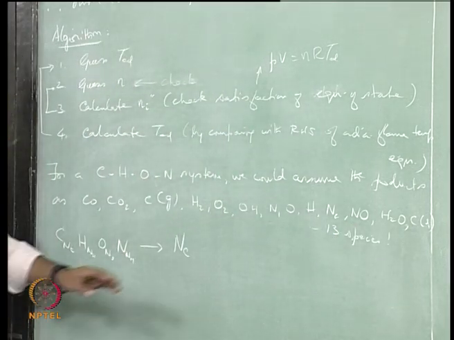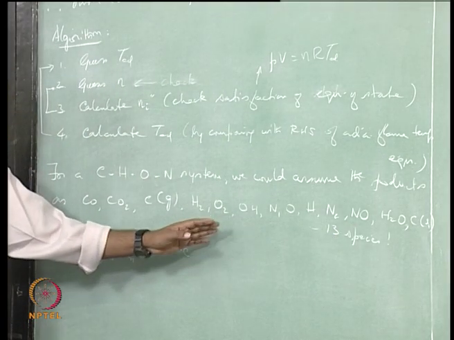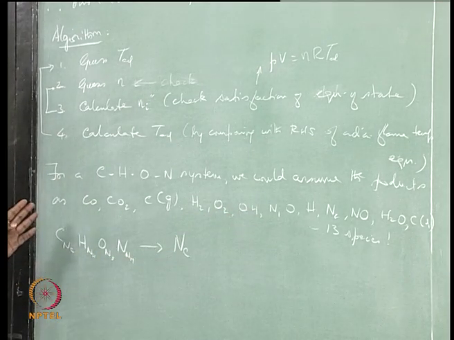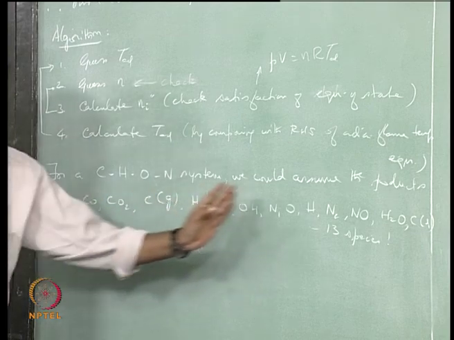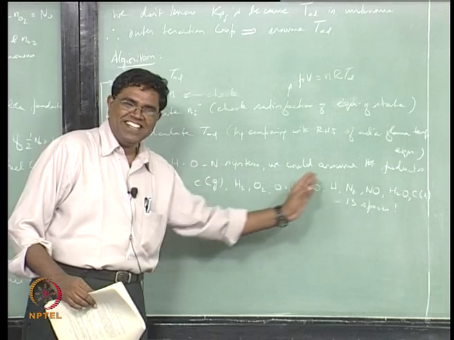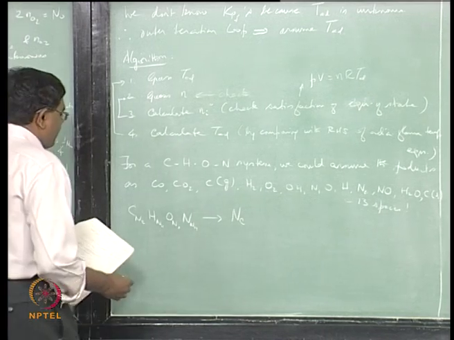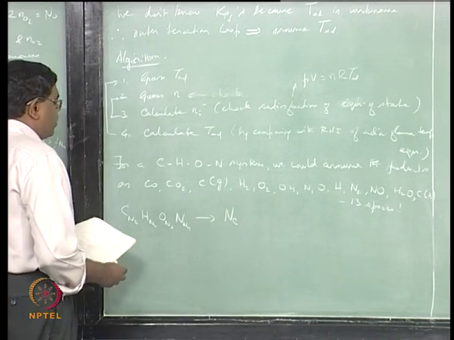Let me tell you that 13 species is actually not a very high number in reality. So this is an easy problem. Okay, we're looking at what could be a good initial guess, right?